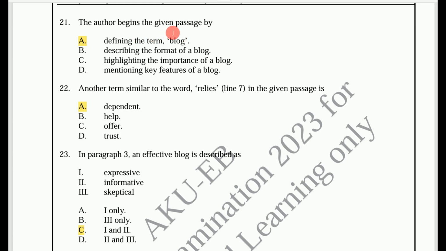The author begins the given passage by how he begins. Obviously, the very first line, he's defining what blog is, web blog. So he's defining the blog.